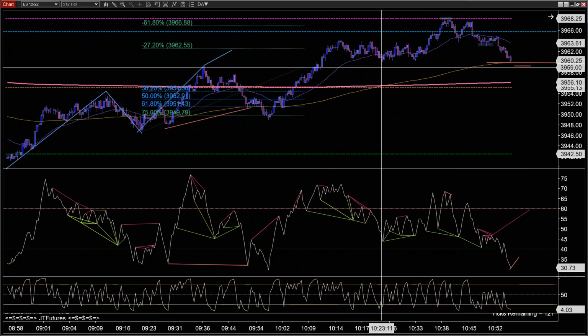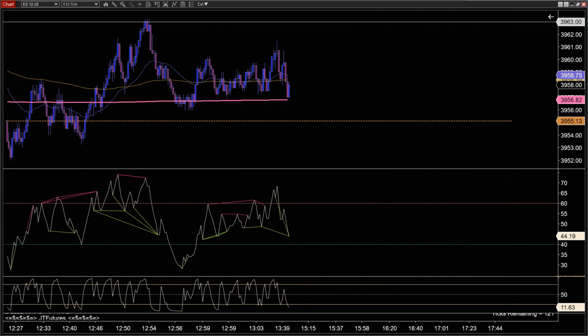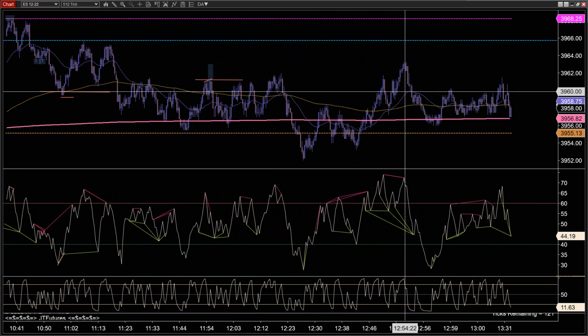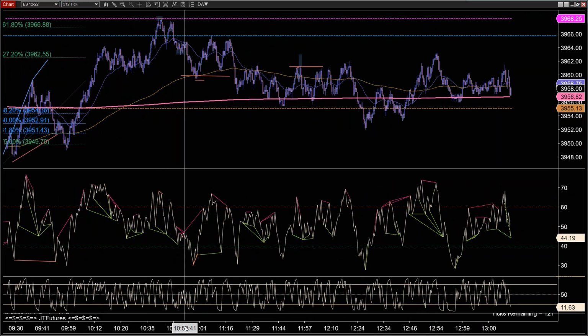I have my 512 chart. I'm looking at where we're pulling back into. I'm looking at higher time frame levels and higher time frame fibs, and I'm looking at the short time frame stuff. So that's essentially it.